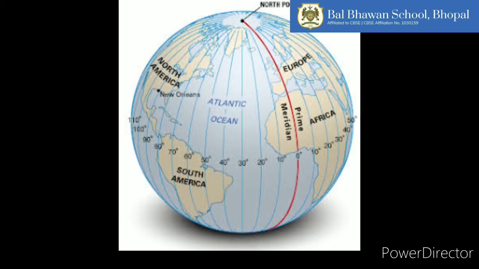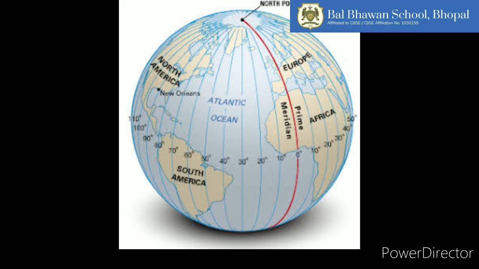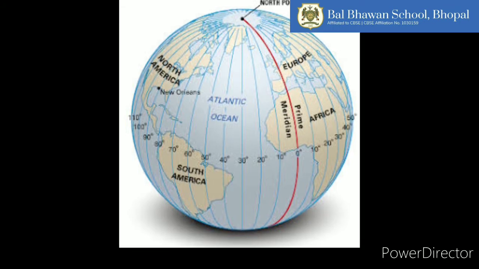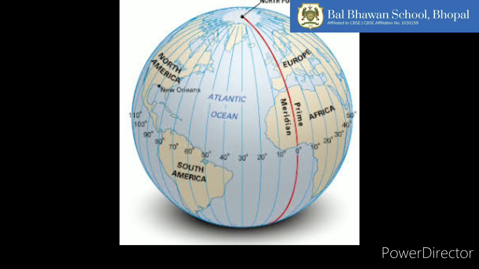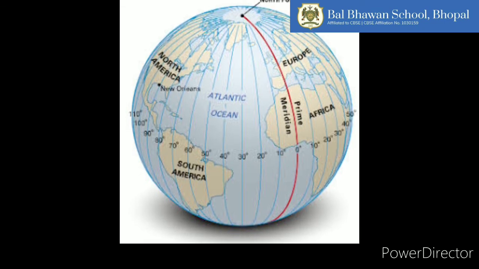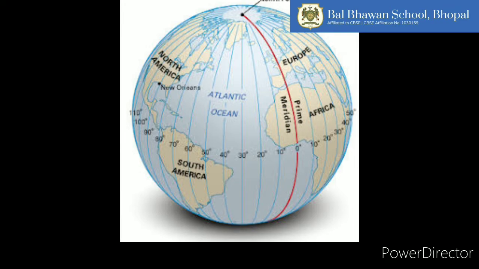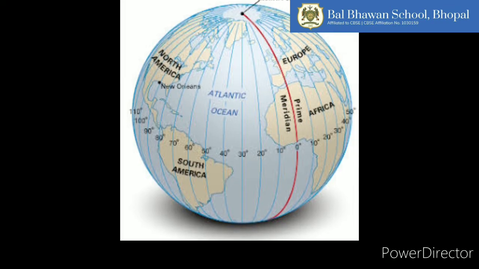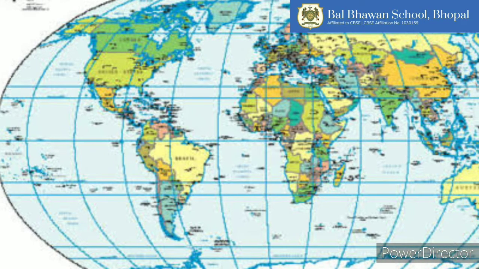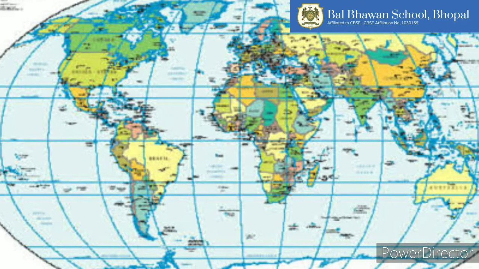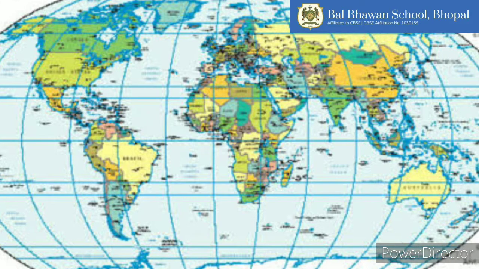These meridians cut the parallels at 90-degree angle. And what is the main purpose of meridians? Anyone? Very nice. Meridians are used to measure distances in the east to west direction. Like parallels, these meridians are also numbered.